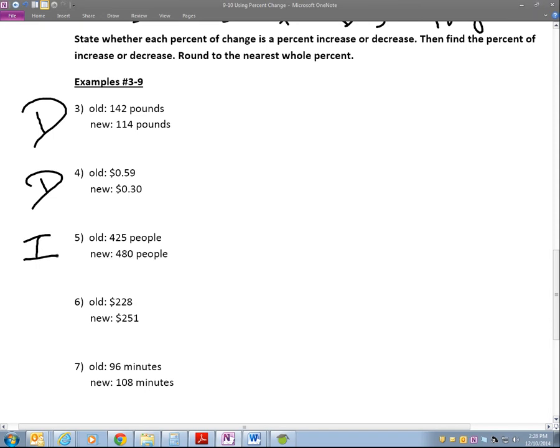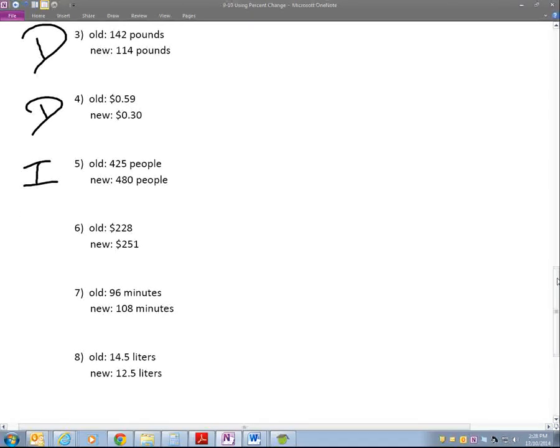Sam, what do you have for the next one? I for what? What does I mean again? Increase. Good. Increases. Owen, what do you have for the next one? Increase for that one. Good. And how about this one, Johanna? Decrease. It decreases because it goes from 14 to 12.5. 14.5 to 12.5. Excuse me.